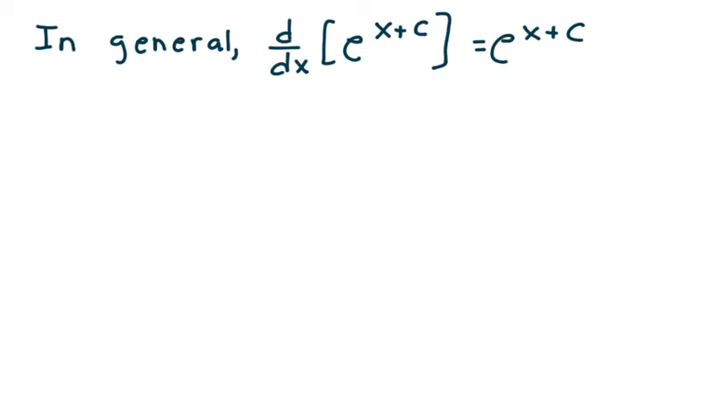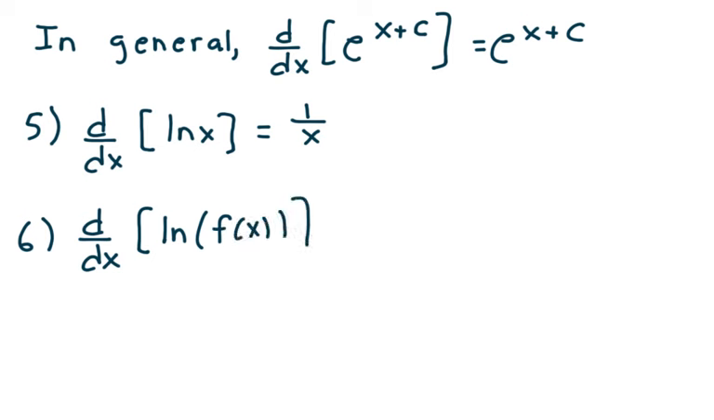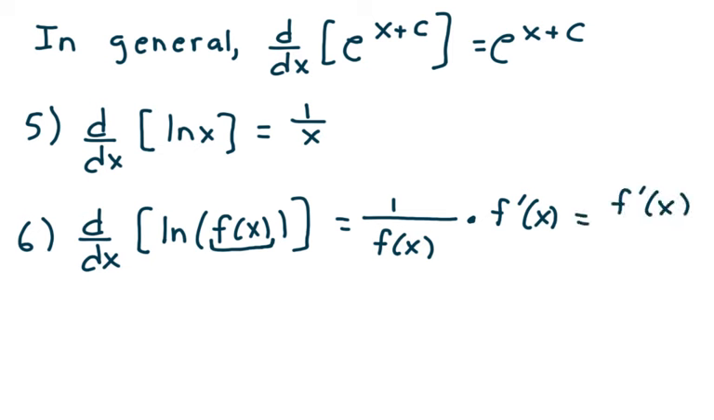Now, let's take a look at number 5. If I look at the derivative with respect to x of natural log of x, I get 1 over x. On number 6, the derivative of natural log of f of x with respect to x is going to look very similar to number 5. So what you end up getting is 1 over f of x multiplied by the derivative of this inside function here, which is f prime of x. And if you don't mind, I'm going to write this as f prime of x divided by f of x.